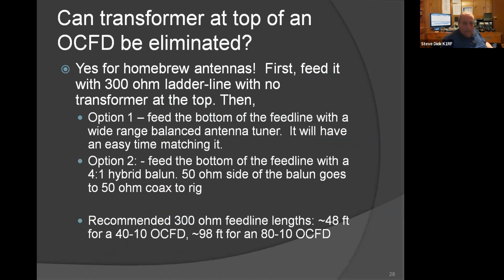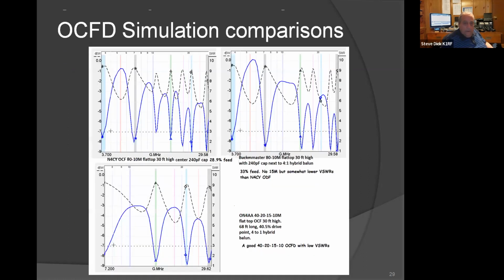Can transformers at the top of an off center fed antenna be eliminated? Yes. You could feed it with 300 ohm ladder line with no transformer at the top. And then you could either feed it with a wide range antenna tuner or feed the bottom of the feed line with a 4-to-1 hybrid balun. The 50 ohm side goes to the 50 ohm coax to the rig. And there's recommended feed line lengths and so on.